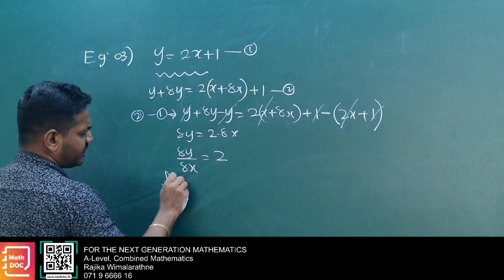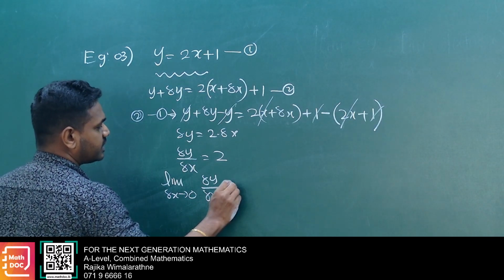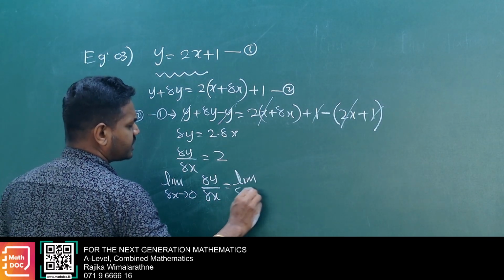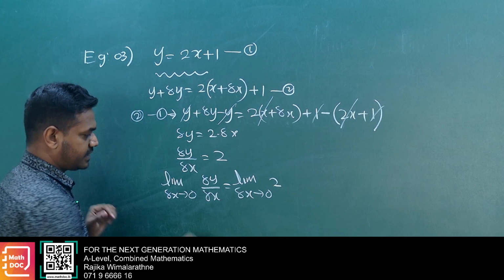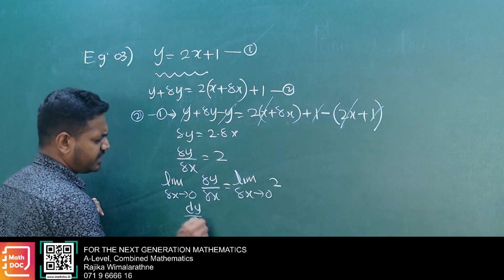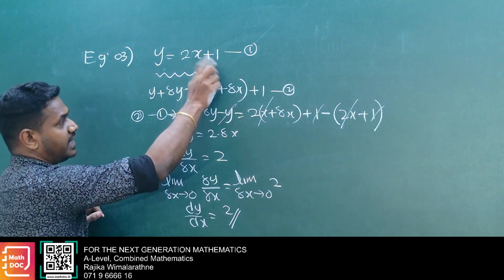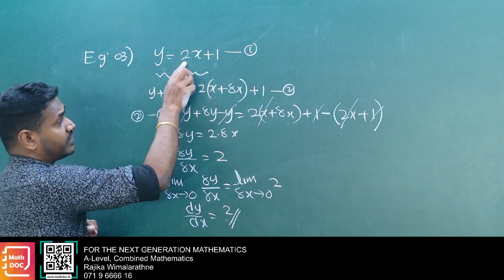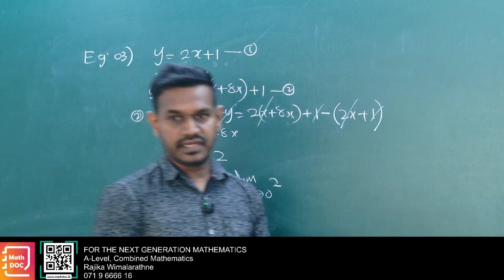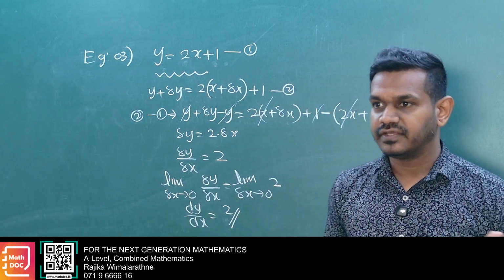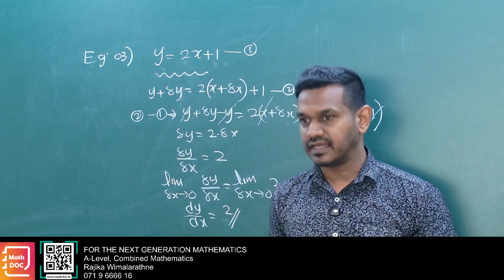Now put the limit. Limit delta x goes to 0 of delta y over delta x, limit delta x goes to 0 of 2. Then for this you say dy over dx, dy by dx. Here the limit of a constant is the constant. Therefore, for y equals 2x plus 1 the derivative is 2. See, y equals mx plus c, gradient 2. Anyway, you follow this process and then you will obtain the general gradient.